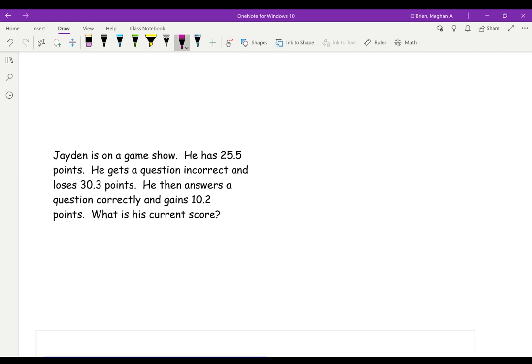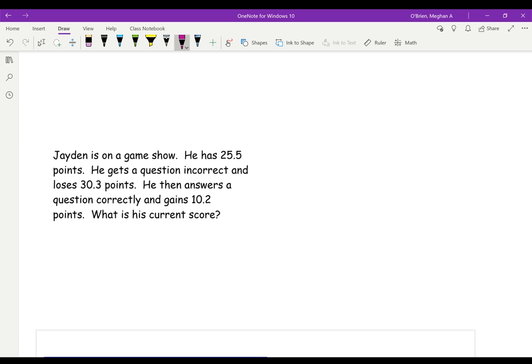Okay, let's take a look at this word problem. Jaden is on a game show. He has 25.5 points. He gets a question incorrect and loses 30 and 3/10 points. He then answers a question correctly and gains 10 and 2/10 points. What is his current score?